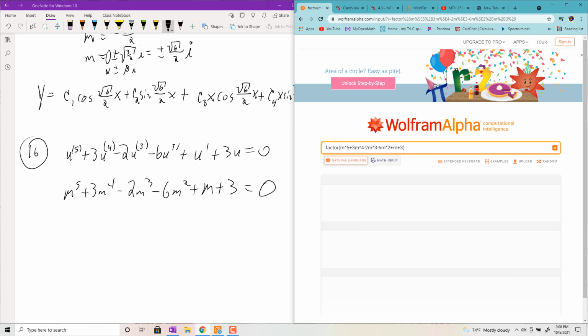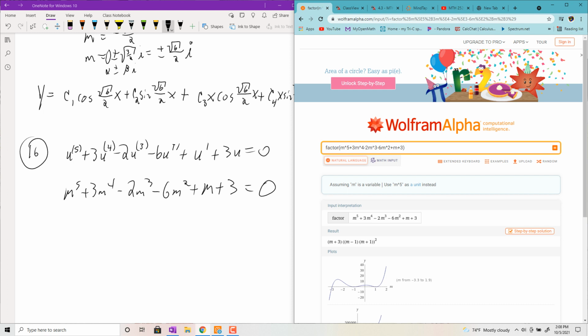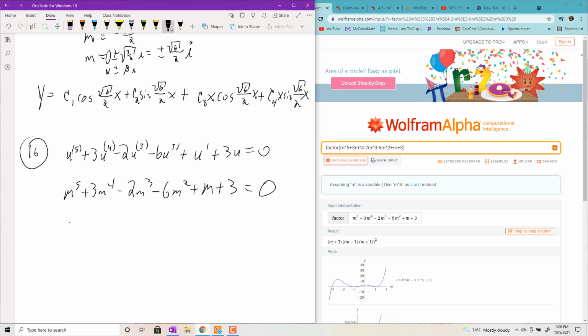So you should be able to do these without help to a certain extent. If it's really ugly and nasty like this one, I would just go ahead and use Wolfram. I'm not likely to give you a degree 6 differential equation with order 6. It's probably not going to happen. So in those cases, rather than killing yourself, just go to Wolfram Alpha, and it'll factor for you.